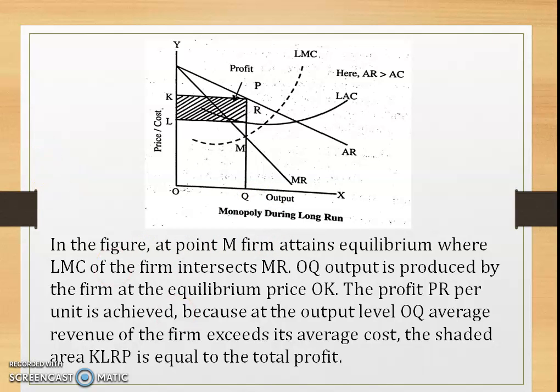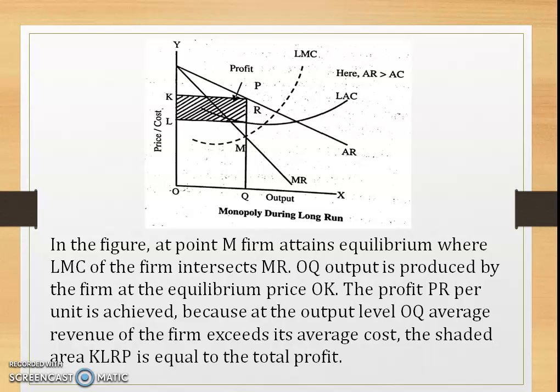So in the figure, at point M, the firm attains equilibrium, where LMC, that is the long run marginal cost of the firm, intersects the marginal revenue. Output OQ is produced by the firm at the equilibrium price OK. So OQ is the equilibrium quantity at OK price. The profit PR per unit is achieved. PR is the supernormal profit achieved by the monopoly firm, because at the output level OQ, the average revenue of the firm exceeds its average cost. The shaded area ALRP is equal to the total profit of the firm.